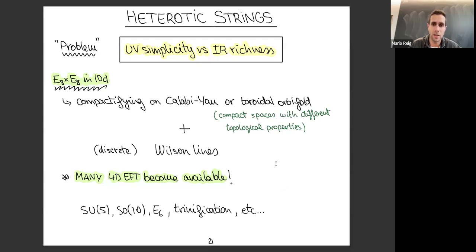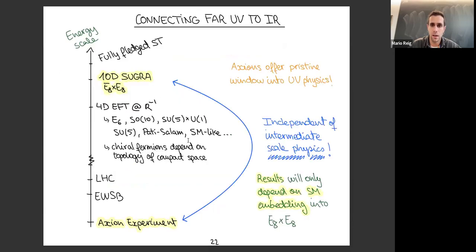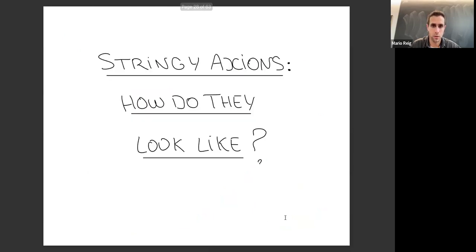So how does this make sense? The idea, as I said, is that axion couplings are still topological here, and I can match the couplings straight from the 10D supergravity action to the 4D EFT at low energies. This is going to be totally independent of intermediate scale physics. And I'm going to show you now that the results in the end only depend on a discrete choice, which is how you embed the standard model into E8 cross E8. So this is going to be the crucial point.